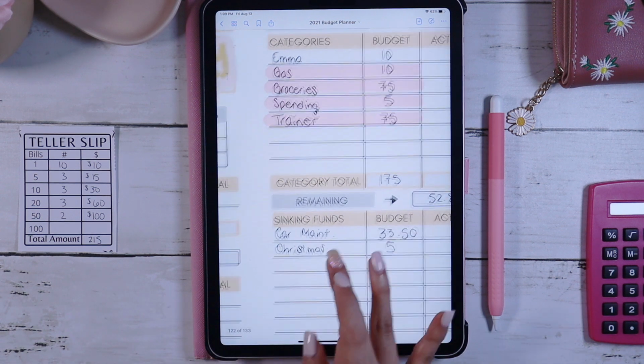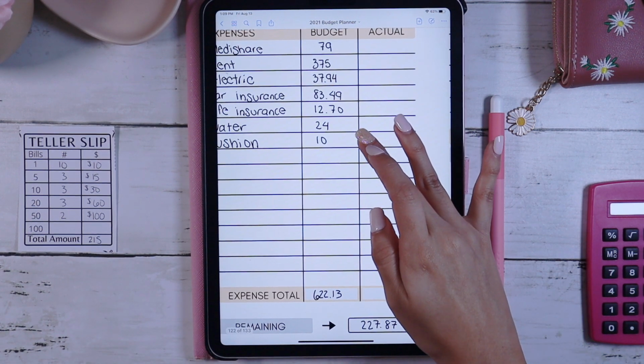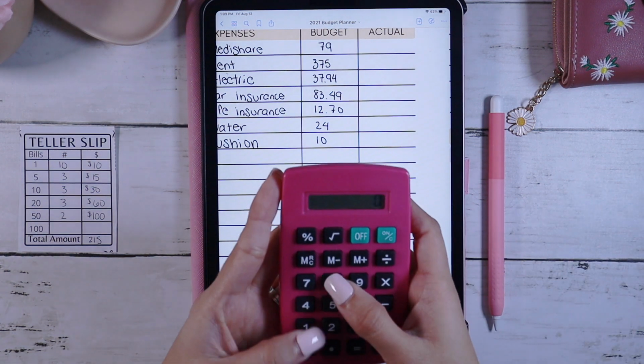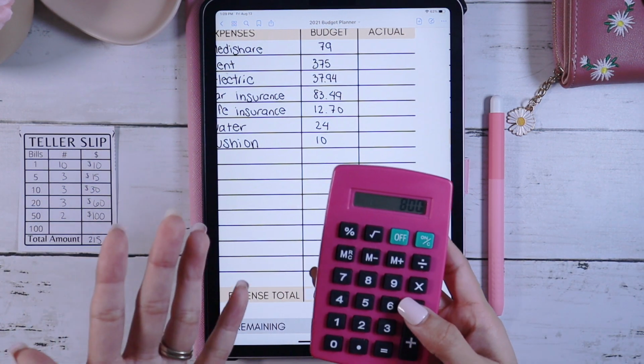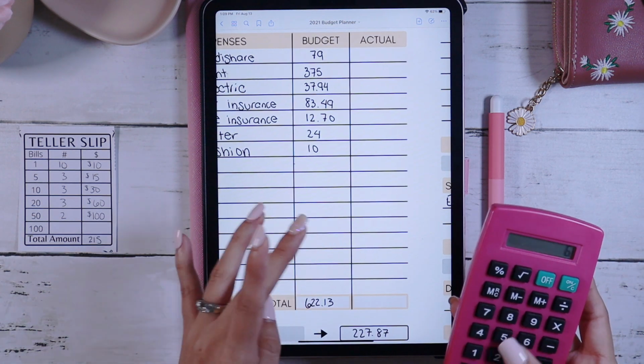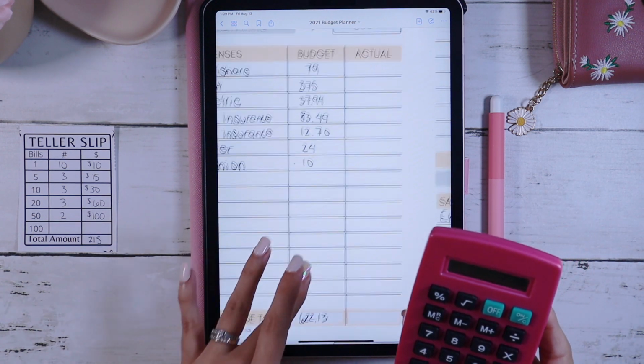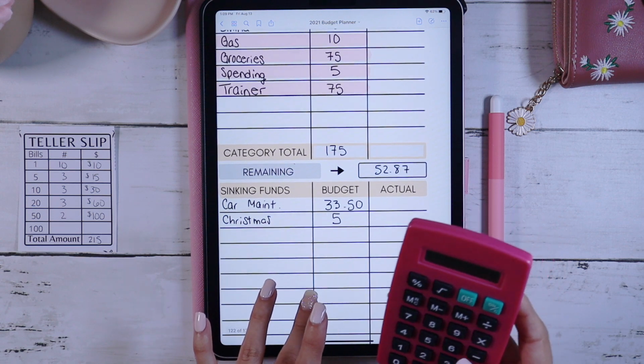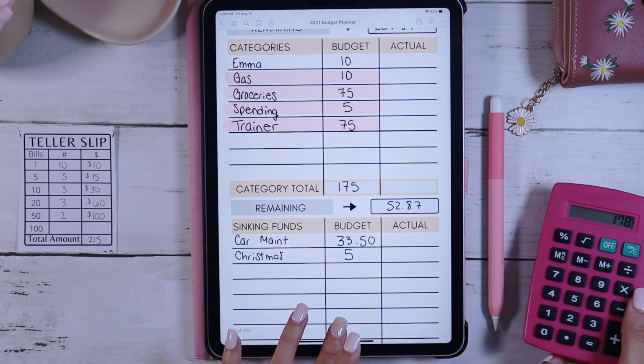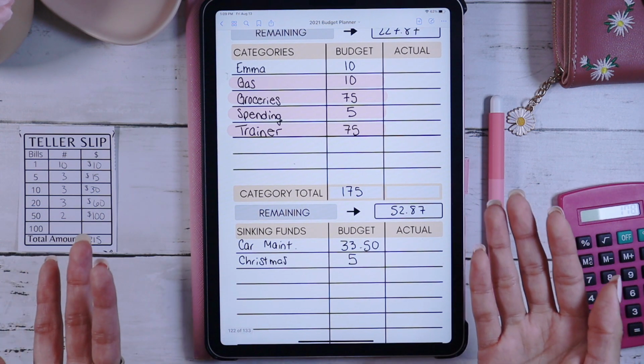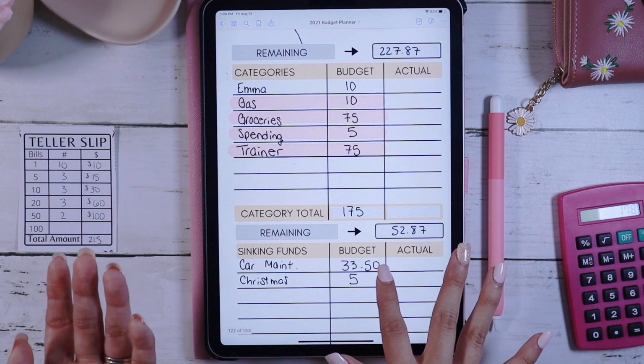Since we've already allocated, what was it, $622, if we take the $800 that we are trying not to go over and subtract the $622, we have about $178 to break down into the variable spending that we have.